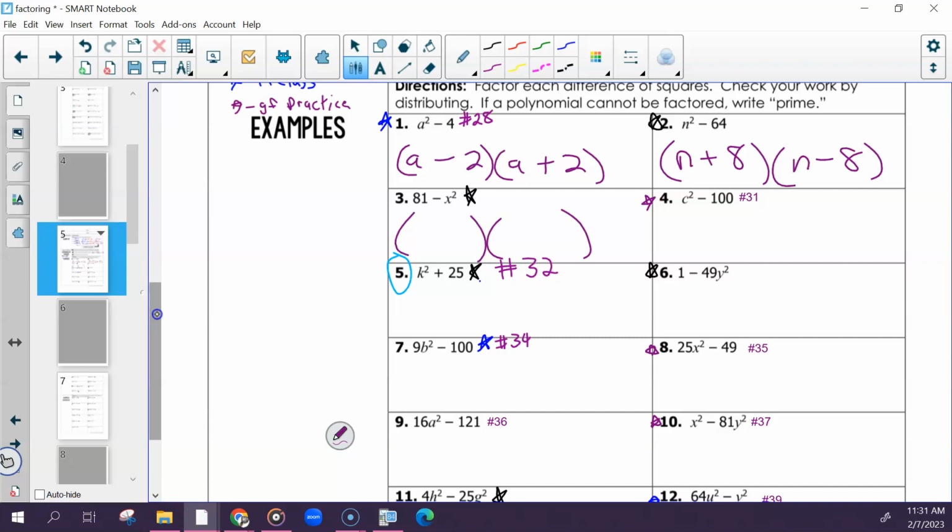81 is a perfect square. When you write your factors, you're going to write it exactly how you see the original. What times what will give us 81? 9. So you would put the 9 first, your plus or minus, and then x times x would give us x squared, so it would just look backwards. So you put it in the same format as whatever you see. Questions so far?